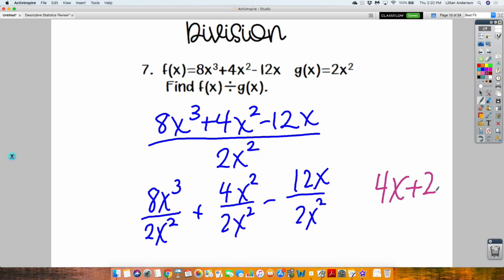And then what about this last one? 12x over 2x squared. Can I simplify that anymore? I can. Remember, this is nothing but 6 times x, just like this is nothing but x times x, right? So just real quick, I'm going to do it up here. 6 times x. Yep, it would just be 6 over x because you can cancel out an x because they have it in common. That would be the most simplified answer.